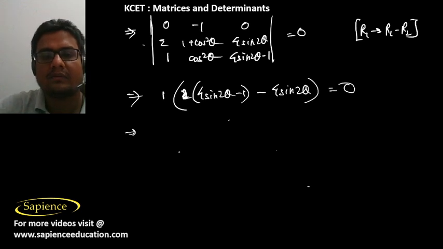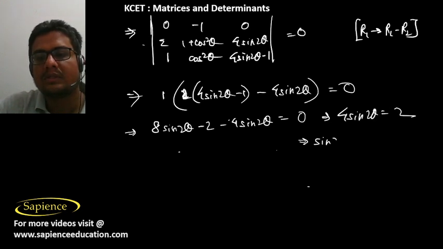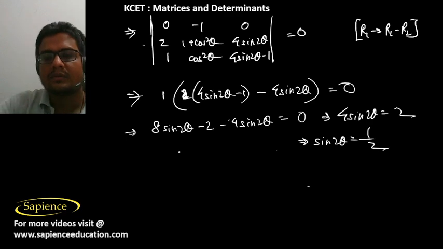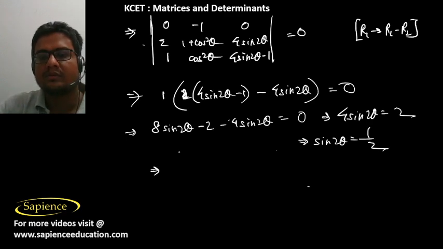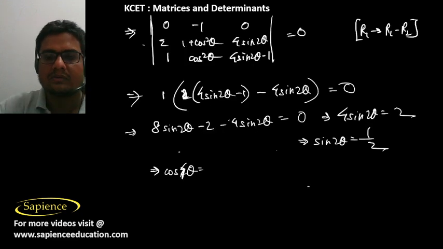So then we will have 8 sine 2 theta minus 2 minus 4 sine 2 theta, that is equal to 0. So therefore we will have 4 sine 2 theta equal to 2. Therefore sine 2 theta is equal to 1 by 2. So sine 2 theta is 1 by 2. Cos 4 theta has been asked. Find the value of cos 4 theta.